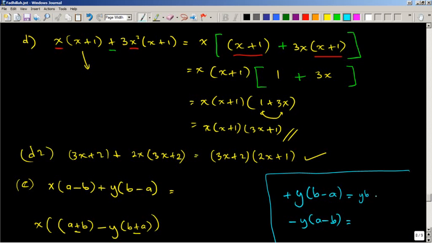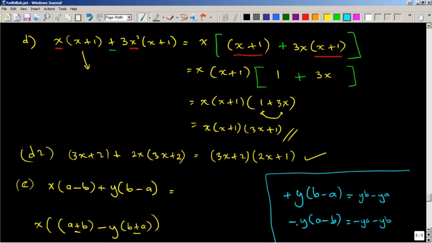Now expand. Oh yes, okay. YB minus YA, right? Second one, expand it. YA, or minus YA. Is it YA? Negative YA. Negative YA. Again? Minus YB. Sorry, minus YB? Yeah.